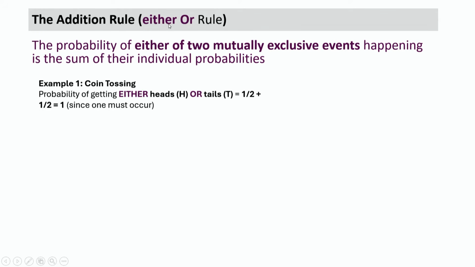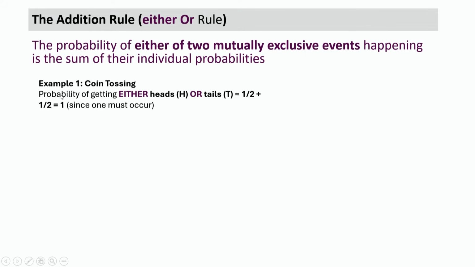Now come to the other rule, which is the addition rule. Remember, this rule is called either-or, because sometimes you may get a little confused about when to apply the addition rule or the product rule. I'll give you some clarity during my talk, but at least remember that the multiplication rule is an AND rule and the addition rule is an either-or rule. The probability of either of 2 mutually exclusive events happening is the sum of their individual probabilities. How will we understand this example? Again, I will take the conventional example we were discussing earlier, coin tossing.